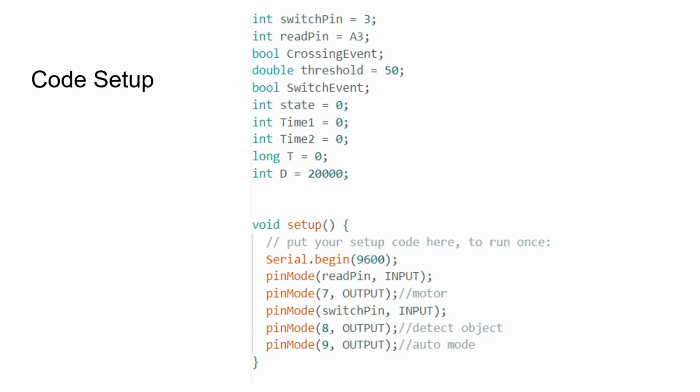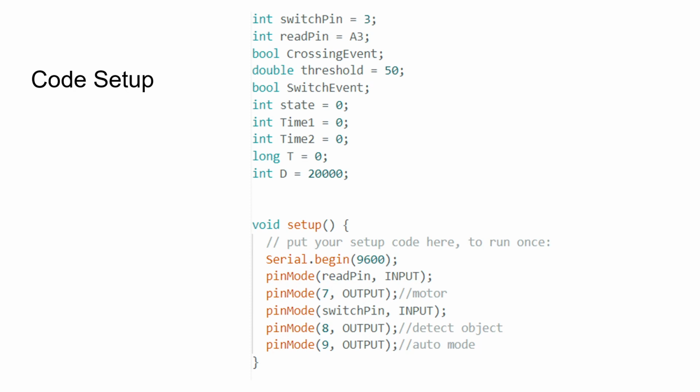Here next you see state, time 1, time 2, T, and D. State is just the state that the machine is in. Time 1 is when it enters state 2. Time 2 starts recording when it enters state 3. T is the difference between those two, and D is the time that it takes in autonomous mode, or the time that it's spent in autonomous mode.